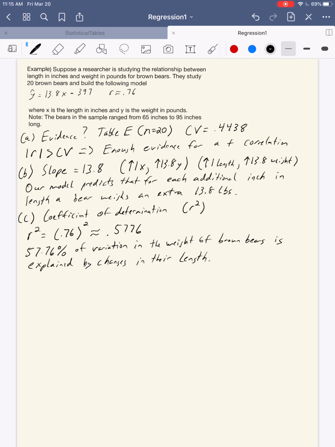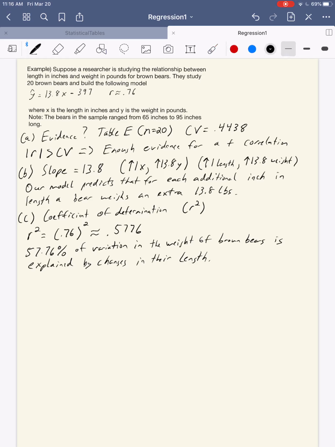So what we're saying is that changing the length of these bears, having some of them be longer, some of them shorter, etc., right? That explains about 57 or almost 58% of the variation in their weight. Now, the other percentage, about 42%, must be explained by other factors, not their length. But that tells us that close to about 60% of the variation we're seeing can be explained just by understanding that they have different lengths.